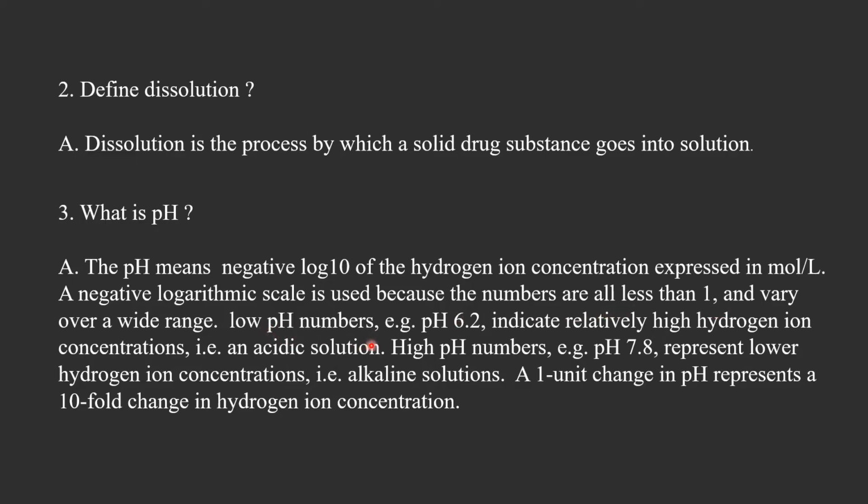So lower pH numbers, for example, pH value of 6.2, indicate high hydrogen ion concentration, that is an acidic solution, whereas high pH numbers, that is 7.8, represent lower hydrogen ion concentration, an alkaline solution. So pH of 1 to 6.2 indicates the acidic pH range. In this way, a unit change in pH represents a tenfold change in the hydrogen ion concentration. So what is pH? Negative logarithm of hydrogen ion concentration, which is expressed in moles per liter.